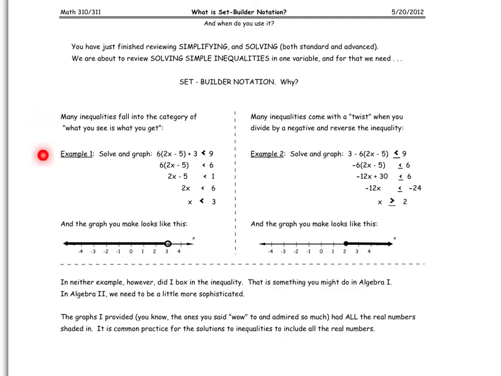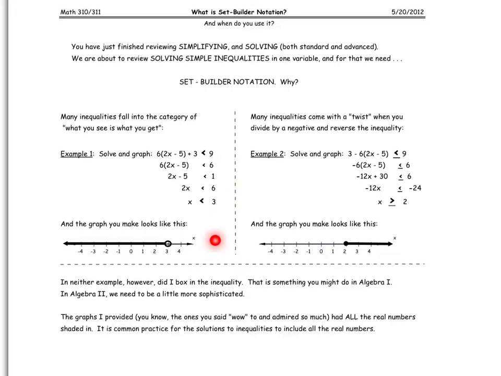Example 1 is like that. Take a look. First, I subtracted 3 from both sides. Then I divided by 6. I added 5 to both sides and divided by 2 and ended with x is less than 3.